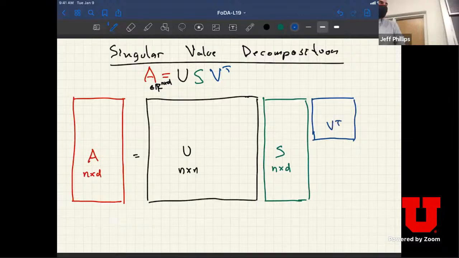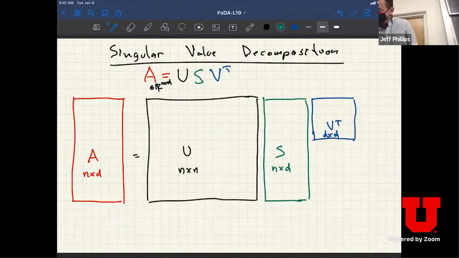V transpose is over here. This one is going to be D by D. Okay, so I'm starting with an N by D matrix. I get these three matrices out of it, and these have very special structure.